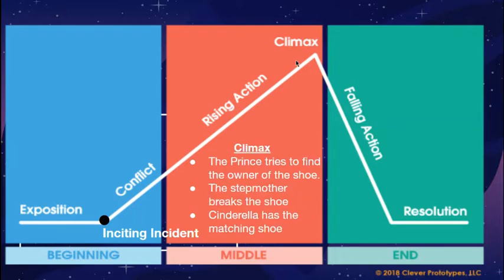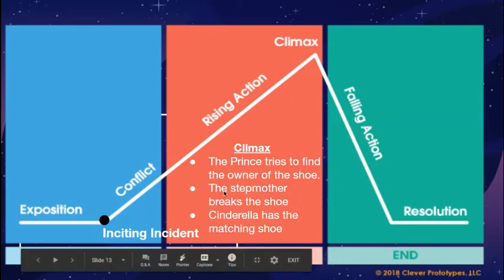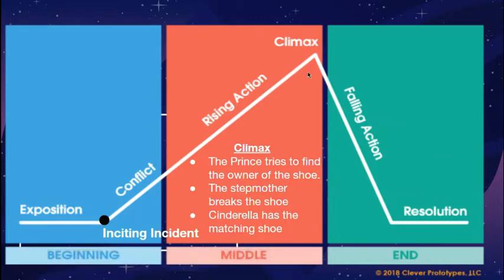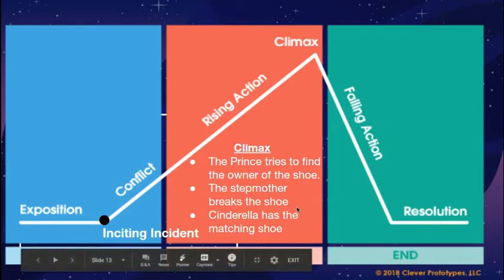I'd say the climax is going to be where the stepmother breaks the shoe. It kind of puts an end to everything that was just happening. They can't really go any further. But Cinderella brings out her matching shoe, and she proves that she was the original owner of the other shoe. That's going to be our climax.